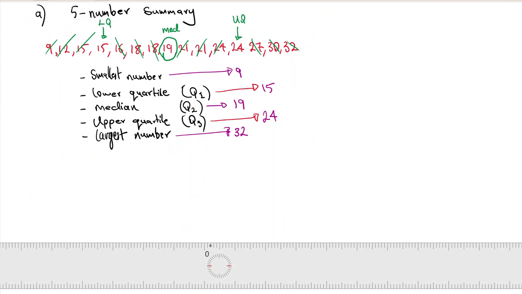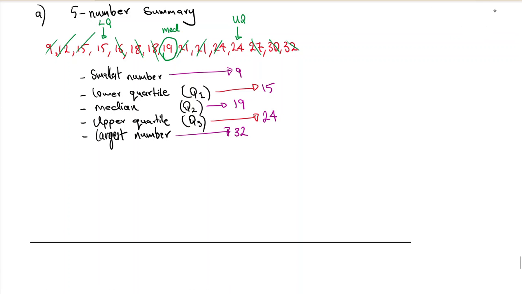And to do that, we always start with a number line that has the range of values that we are dealing with. So our smallest number is 9 and our largest is 32. So I will go from 0 probably till about 35, and I'll go up in 5s. So I'll start at 0, 5, 10, 15, 20, 25, 30.